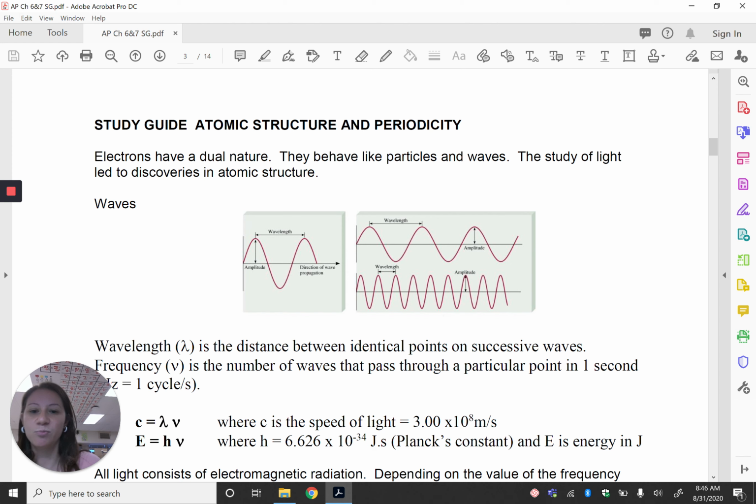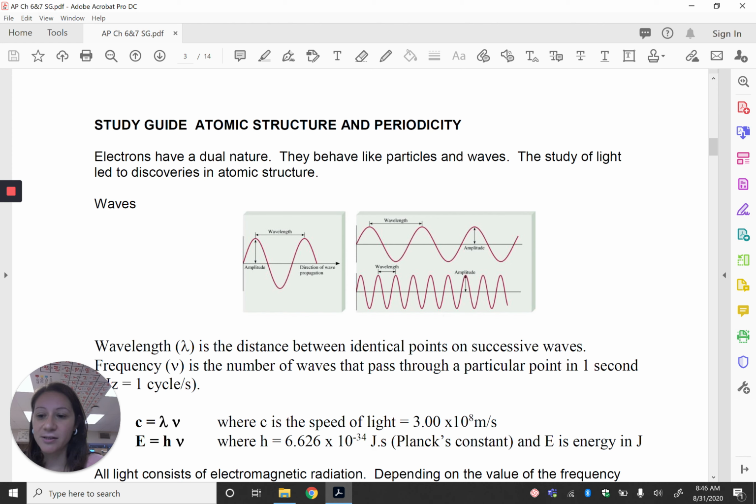So let's look at some waves here, and this should be review from last year, also from physical science. You've studied waves, and some of you maybe are even in physics. We're going to start with wavelength. So the symbol for wavelength is lambda, the Greek letter that sounds like an L, but it looks like an inverted Y, and it is the distance between identical points on successive waves. So either from crest to crest, or trough to trough. That would be the wavelength.